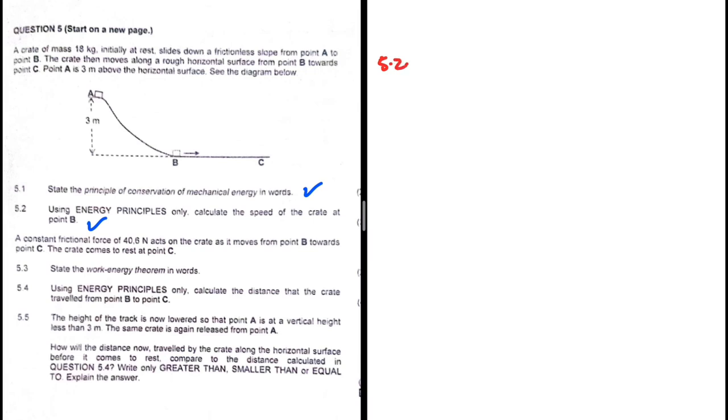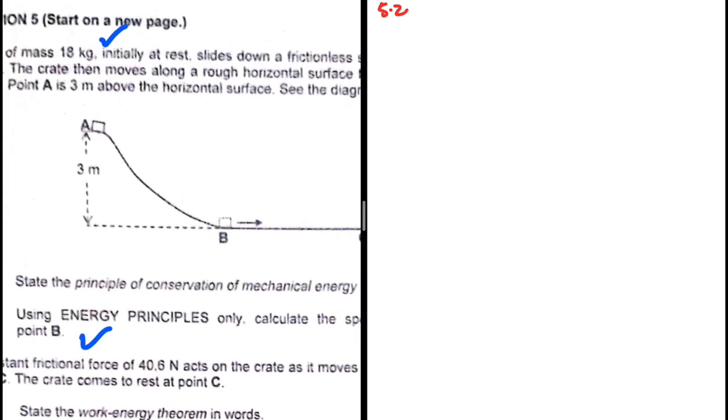A crate of mass 18 kg initially at rest slides down a frictionless slope from point A to point B. The crate then moves along a rough horizontal surface from point B towards point C. Point A is 3 meters above the horizontal surface. See the diagram below. So that is easy to see. What are we looking for? We're looking for the velocity or the speed of the crate at point B. We're interested at point B.